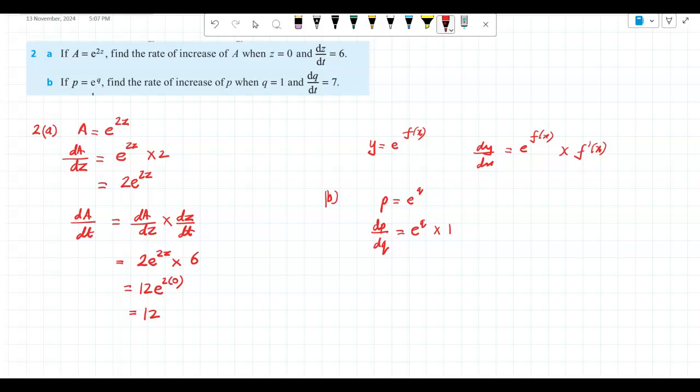Correct. Now what do you want? You need to find the rate of increase of p. Means you have to find out dp by dt. So remember, rate means with respect to time. So that you have to do e raised to q, dp by dq, into 7, into dq by dt. So 7. e raised to 1, so 7, e and q is 1. 7 is your answer.